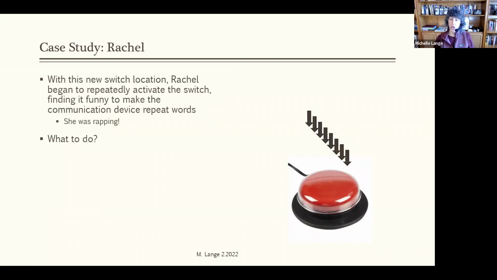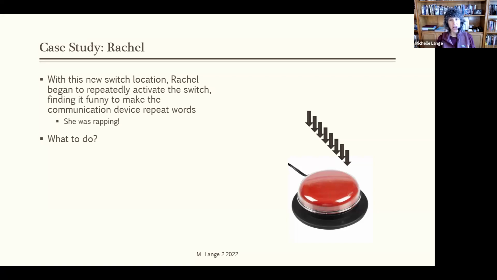Now, when we're working with clients, one thing that happens is they keep changing. And so, just when you think you have something nailed down, and we thought the switch site by the side of her head would work, we needed to change that over time to by her hand. But after a while, she began to repeatedly activate this switch. So, she would bang on it. Again, just like when she was touching the screen and could make it say all sorts of funny things, she found this very, very humorous to keep hitting the switch. Basically, she was rapping and she thought that was hilarious.